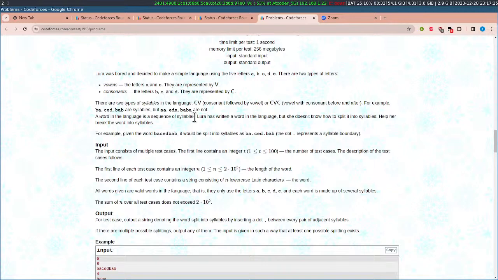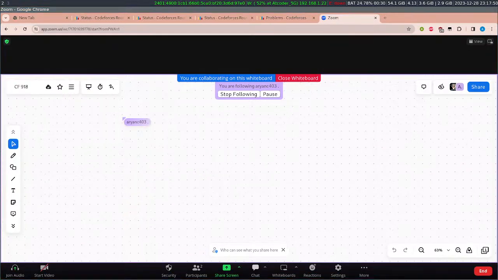A language is a sequence of syllables. Laura has written a word in a language, but she does not know how to spell it with syllables. Help her break the word into syllables. For example, BACEDBAB will split into syllables BA, CED, BAB, where the dot represents a syllable boundary. I will try to simplify the problem statement once.